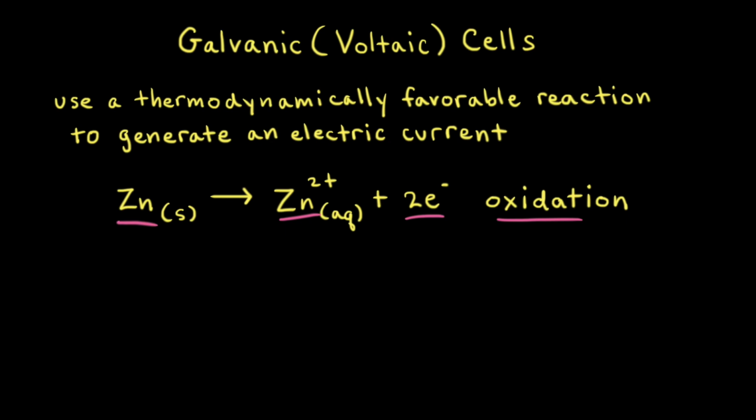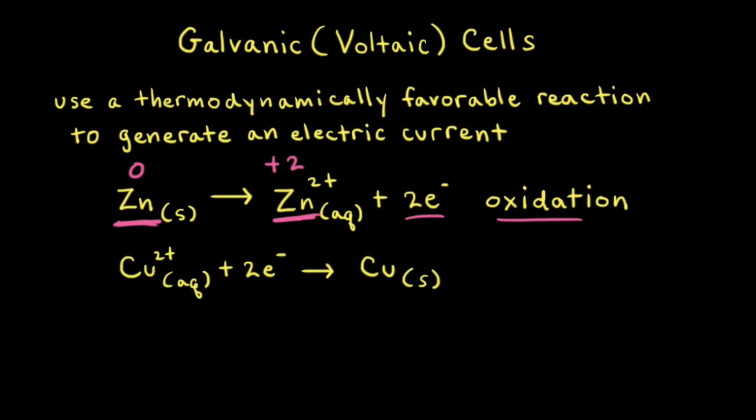As a quick review, the other way to tell that this is the oxidation half reaction is we go from an oxidation number for solid zinc of 0 to an oxidation number for zinc 2 plus of +2. An increase in the oxidation number is oxidation. Therefore, zinc metal is oxidized.